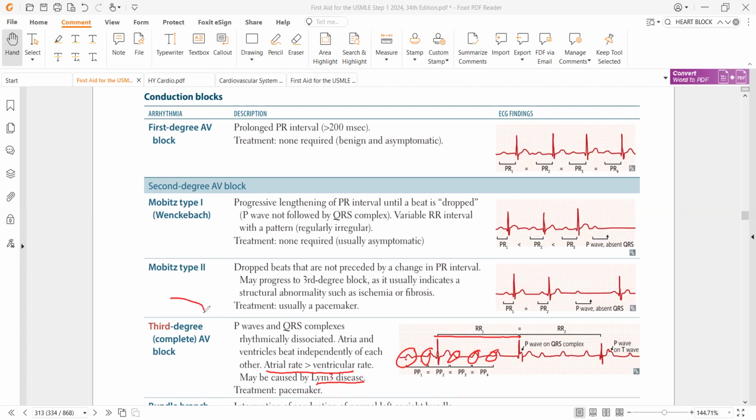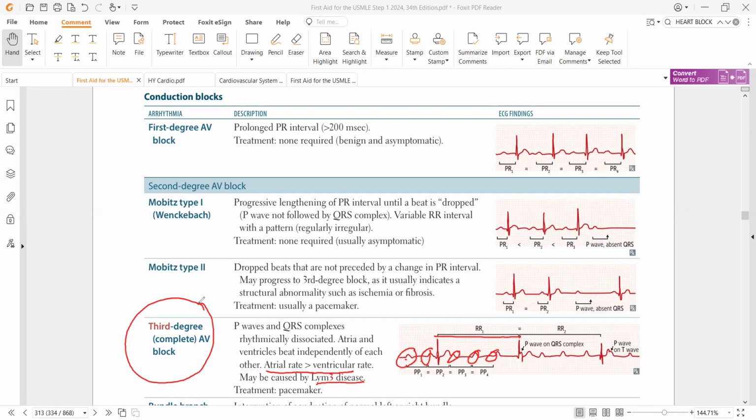So what is the treatment of this third degree or complete heart block? Again, it is a pacemaker.